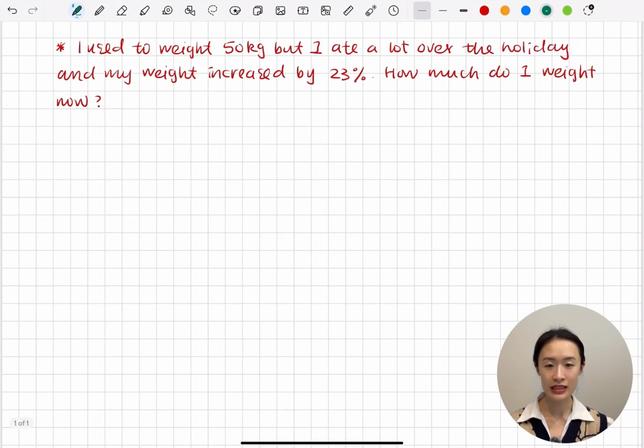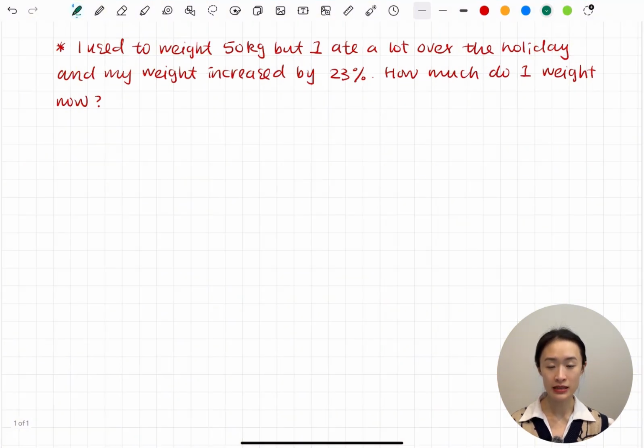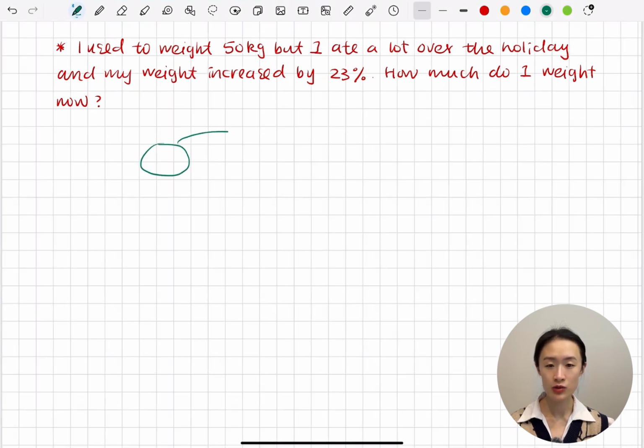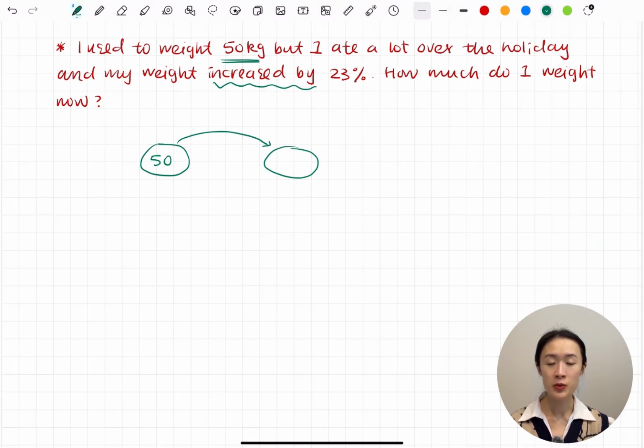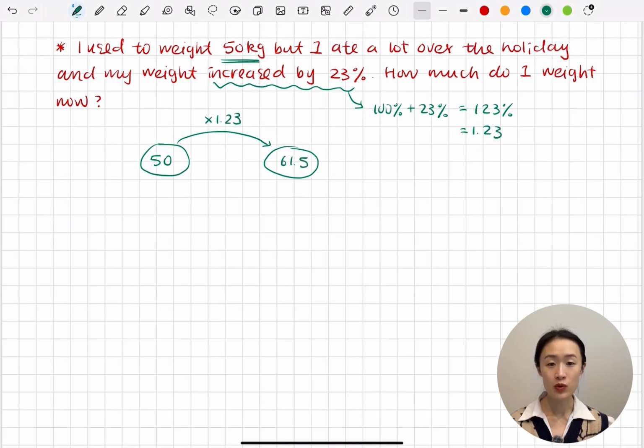In the next question, it says, I used to weigh 50 kilograms, and over Christmas, my weight is increased by 23%. So now I need to work out how much do I weigh now. So 80 kilograms, that is the starting point. That's before I gain weight. So that goes into the first circle. I start with 100%. I increase it by 23%. Therefore, I have 123%. So that is 1.23 as a decimal. So 80 times 1.23, that is 61.5. So that is my ending point.